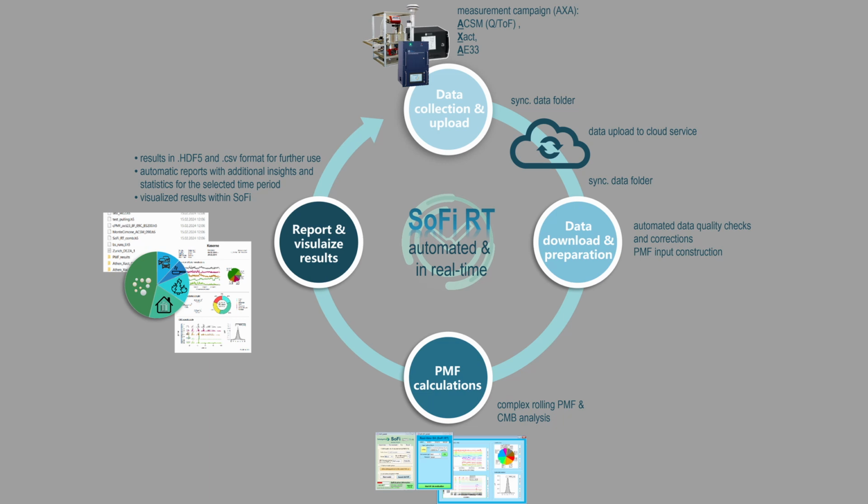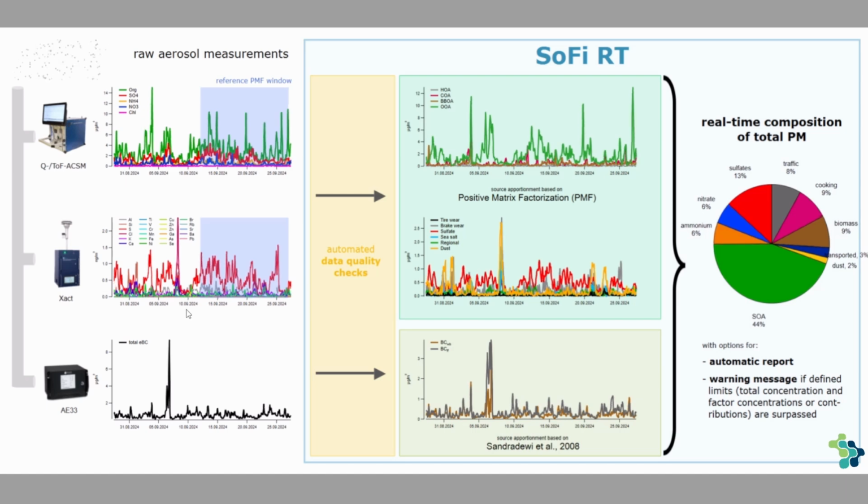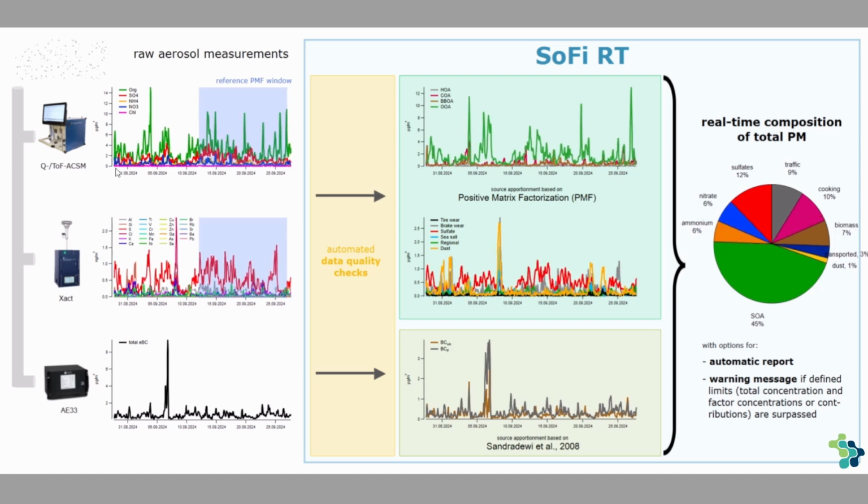It's also very simple. The only prerequisite, apart from an obviously valid SoFi real-time license, is a synchronized cloud service. So you want your raw data here to be synchronized through a cloud service with a folder somewhere else, on your laptop or your PC, where you want to perform the PMF runs. Now, for the just mentioned instrumentation, it could look like the following.